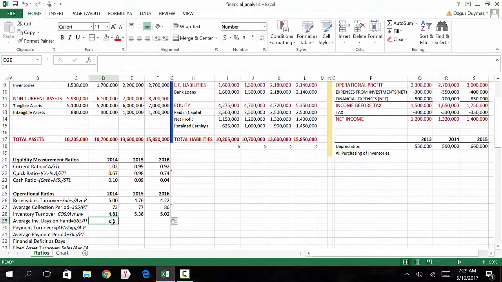And to find average inventory days on hand, we should do the same thing as with the average collection period. Like the average collection period, 365 days divided by inventory turnover. In 2014, the company held its inventory 76 days on average.